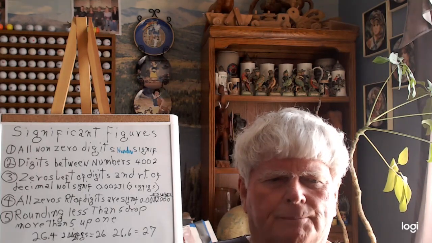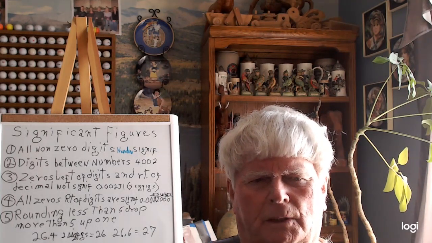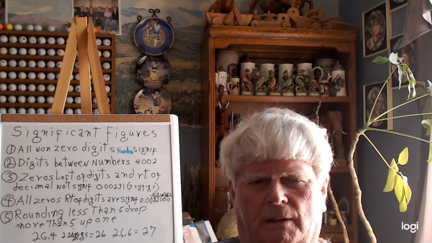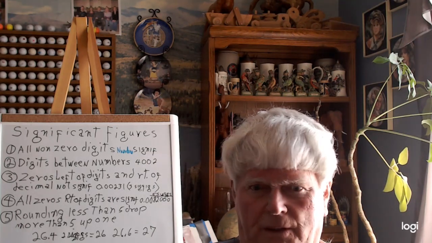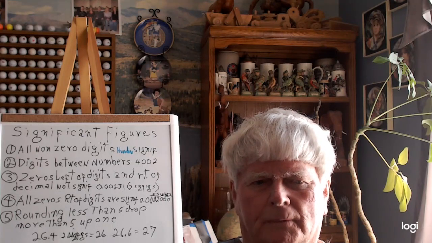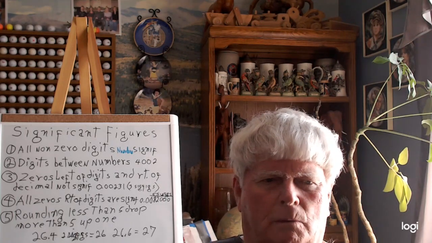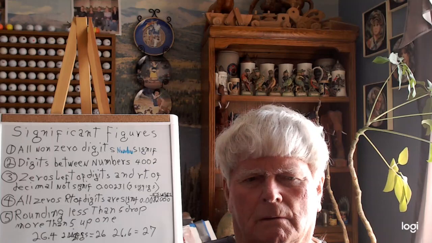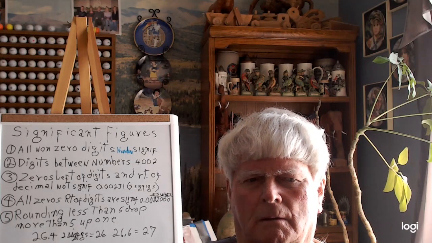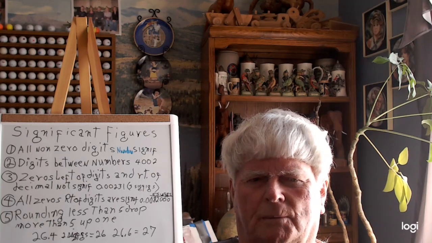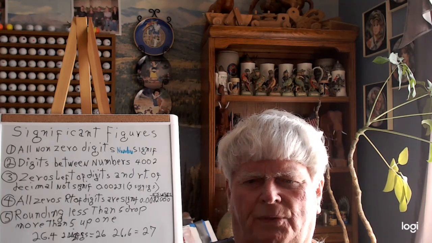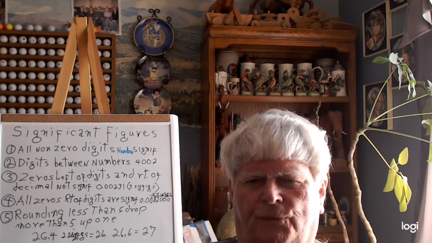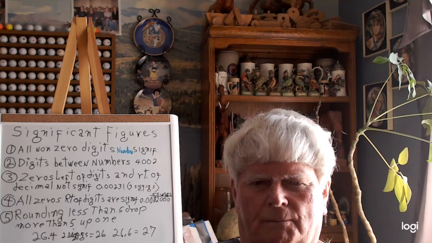Sig figs. Number 1, all non-zero digits are significant. That means all numbers. 5, 6, 3, 2, whatever. Number 2, digits between numbers. That's zeros between numbers also are significant. As in 4002, you have 4 significant figures, even though 2 of them are zeros.